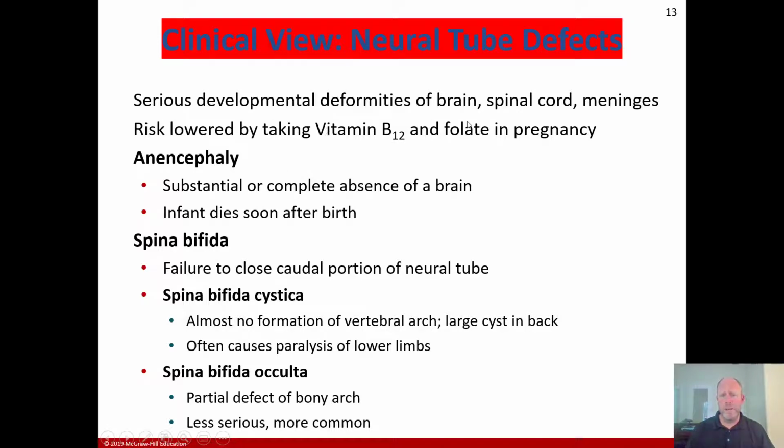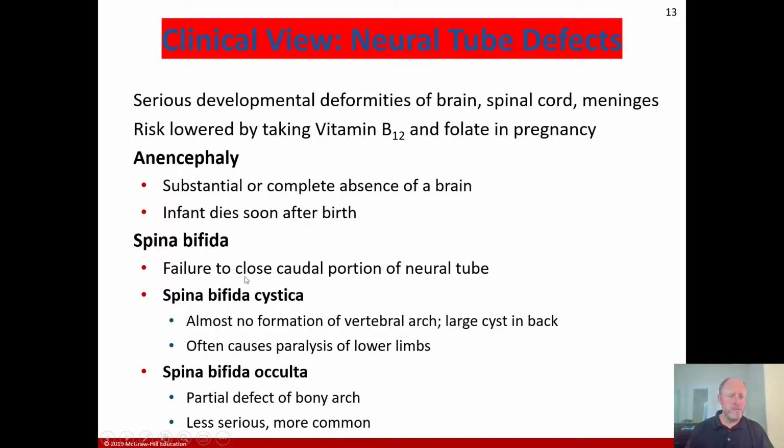Serious developmental deformities of the brain, the spinal cord, and meninges occur with such neural tube defects. The risk is lowered by taking vitamin B12 and folate in pregnancy, and really true in general from a standpoint of other problems, but yes, it's specifically now. With anencephaly, it's substantial or complete absence of a brain. The infant, of course, dies soon after birth in this instance.